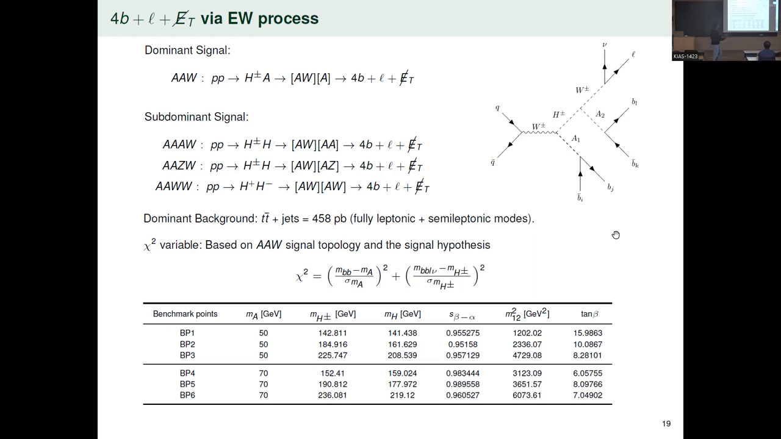But our problem is that to get the invariant mass of this system, the b jets, the lepton and the neutrino, we need to know the four momentum of the neutrino also, which is quite difficult because the z component of the neutrino's momentum cannot be estimated.